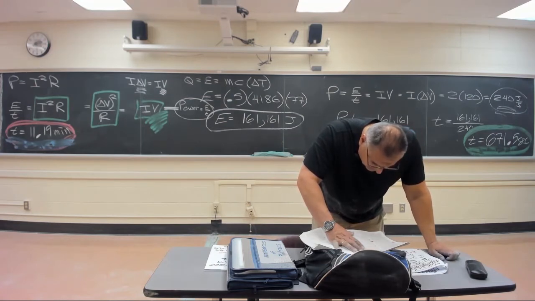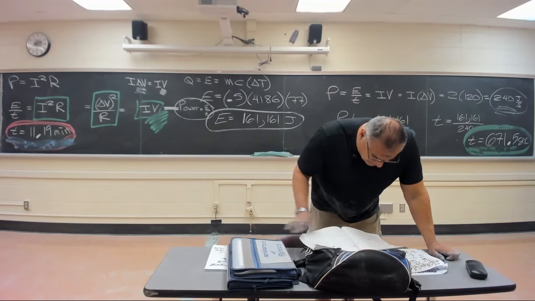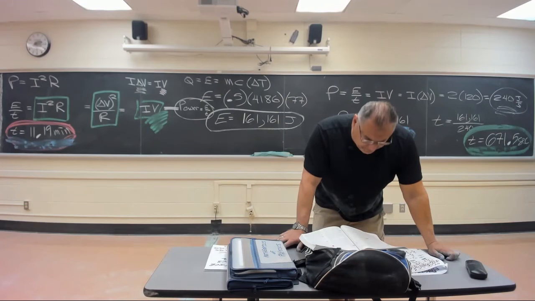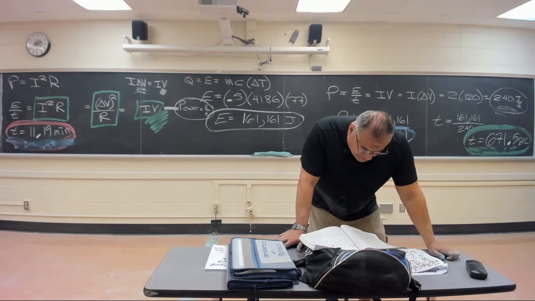Problem number 49. 2 wires, A and B, made of the same material and having the same lengths, are connected across the same voltage source. If the power supplied to wire A is 3 times the power supplied to wire B, what is the ratio of their diameters? See, there are 2 wires here, my friends, A and B, made of the same material, having the same lengths, and connected across the same voltage.